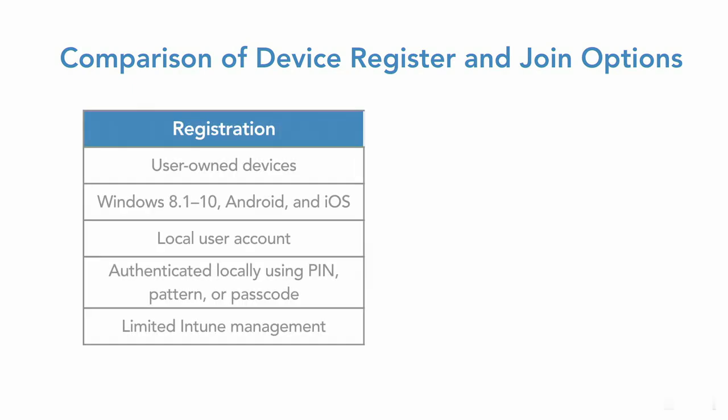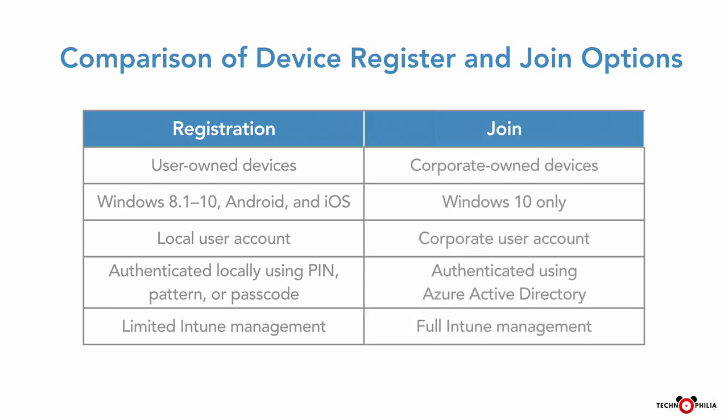Registered devices are likely to be user-owned devices, running either Windows 8.1, Windows 10, iOS, or Android. Users will log into their device with a local account using a PIN, pattern, or passcode, which is authenticated by the device. Joined devices are likely to be corporate-owned devices running Windows 10 only. Users log in with their corporate credentials, which are authenticated using Azure Active Directory.